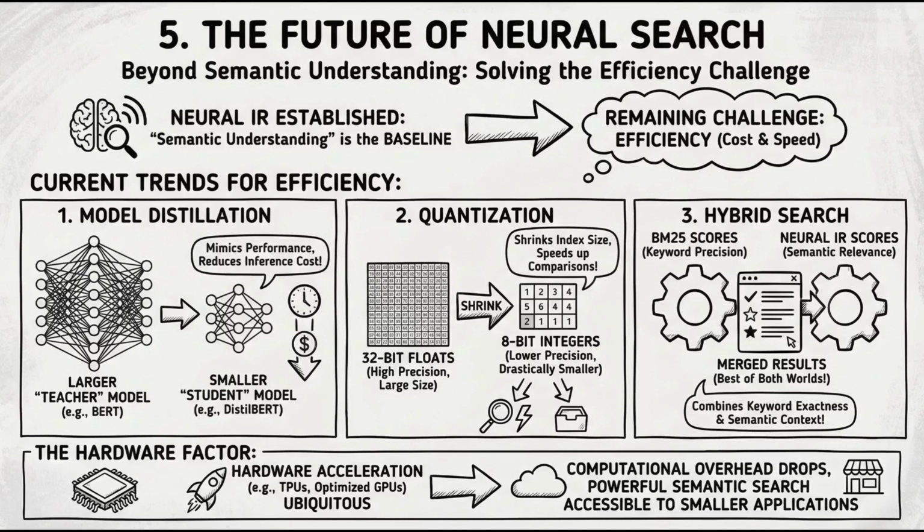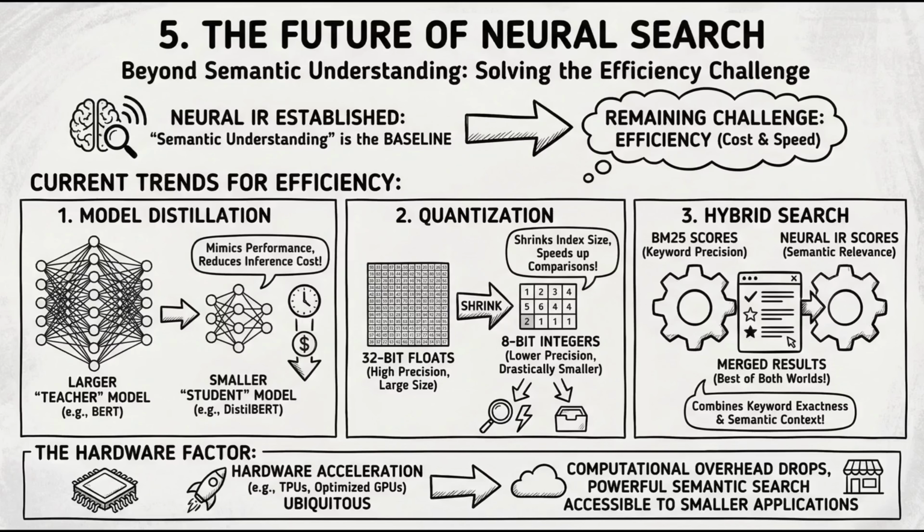Second is quantization. This involves reducing the precision of our vector data, for example, by using 8-bit integers instead of the standard 32-bit floating point numbers. This simple adjustment drastically shrinks the size of our search index and speeds up the time it takes to compare results. Third is the rise of hybrid search. This approach combines the traditional keyword matching precision of BM25 with the deep semantic relevance of neural models. By merging these two strategies, we ensure that search results are both accurate and contextually meaningful.